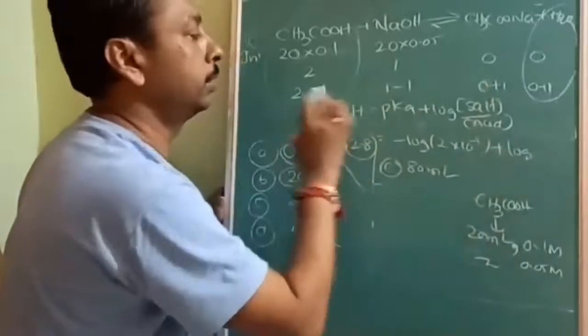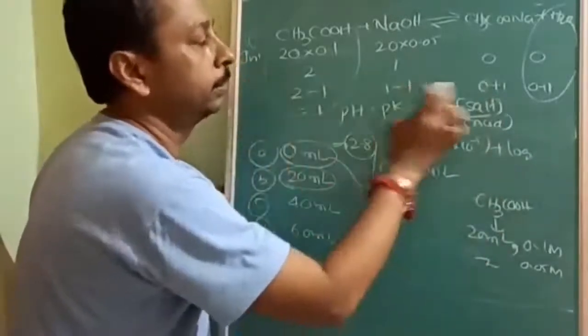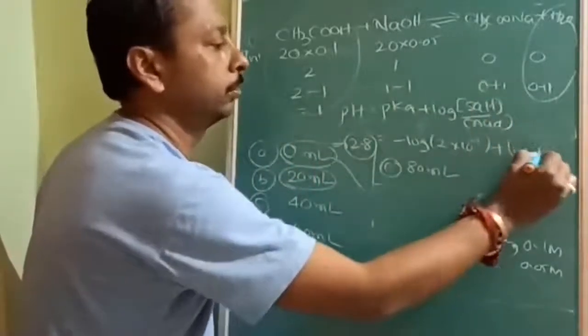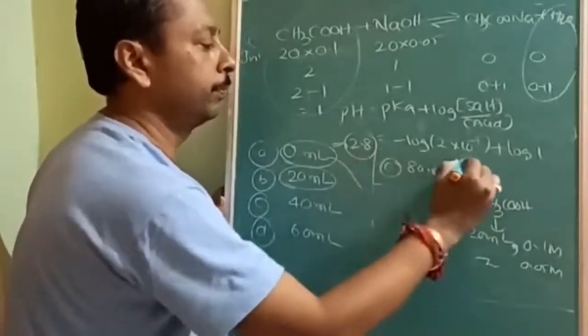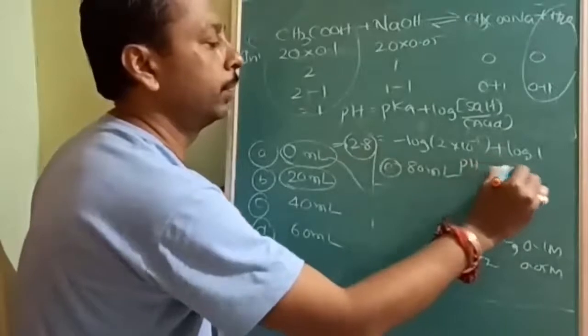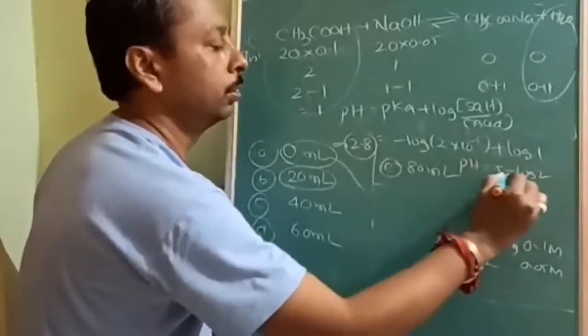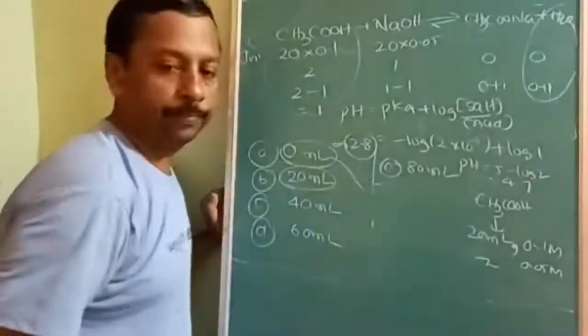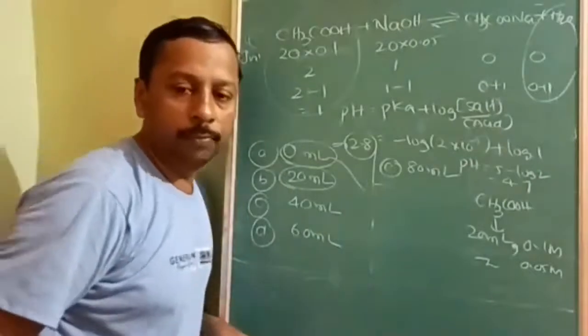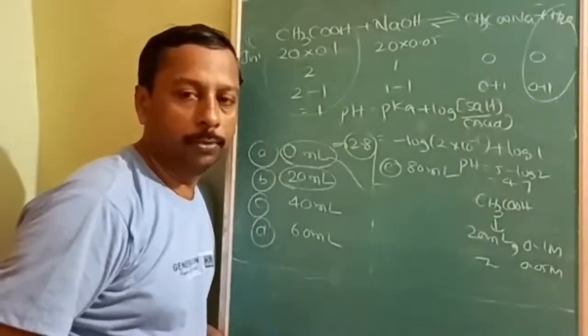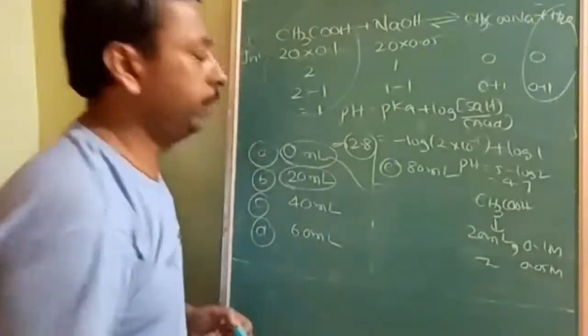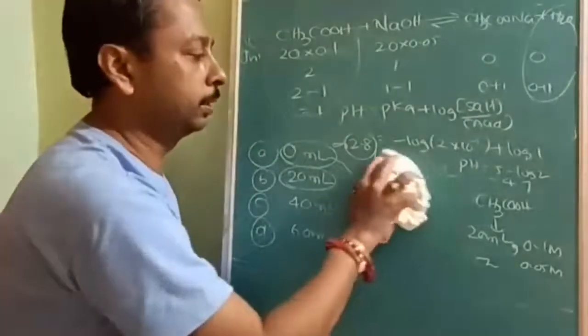See, both concentrations are 1. This concentration also 1, this also 1. So log 1 will be 0. So pH is equal to how much? pH is equal to 5 minus log 2. That is 4.7. Is this clear? 4.7. Okay. Note down this. If not clear, I will clearly explain. Ask if you have any doubt.